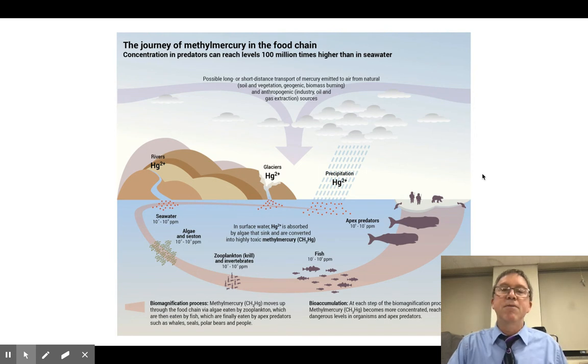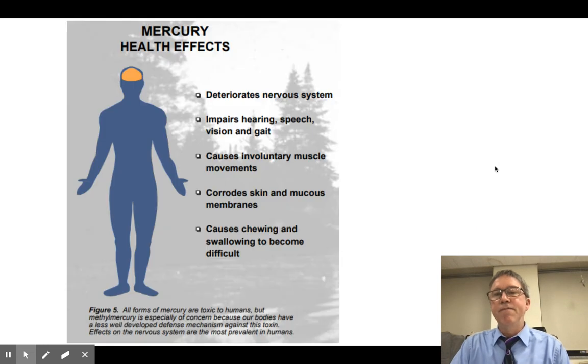That's the problem with POPs, is they can travel long distance. Actually, this isn't a POP. This is just an industrial pollutant. It's not an organic one.